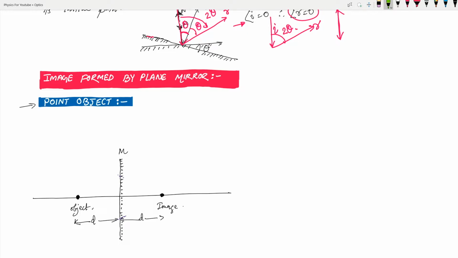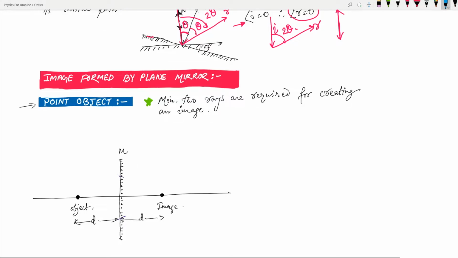The first thing is very important, let me write it down, that minimum 2 rays are required for creating an image. Why 2 rays? Because the image will be formed at the intersection of rays. Okay, don't worry, things will become clear. So minimum 2 rays are required for intersection. So let's see. Let me change the color. Let us take one ray as this one, another ray as this one.